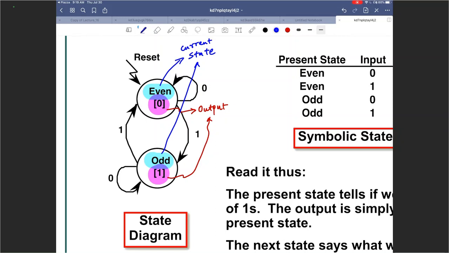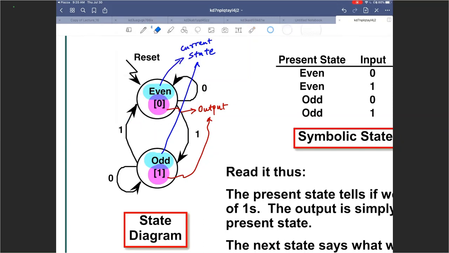It looks like the outputs are dependent only on the current state, which means this is a Moore finite state machine, because we said there are two types, Mealy and Moore. Right now, I have associated current state and output together. They are in the same state. So outputs are dependent on the current state only, which is why I'm calling this a Moore finite state machine, but more about that later.